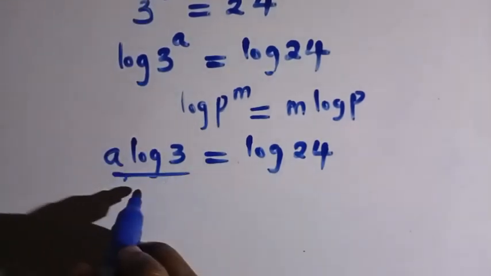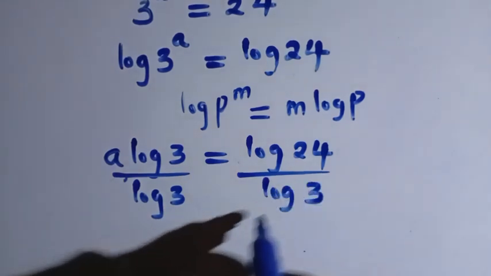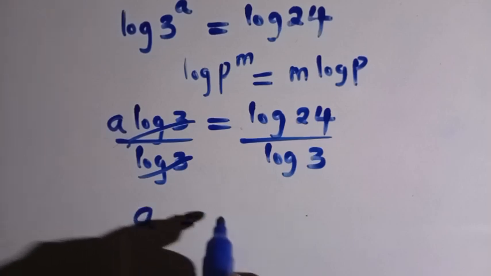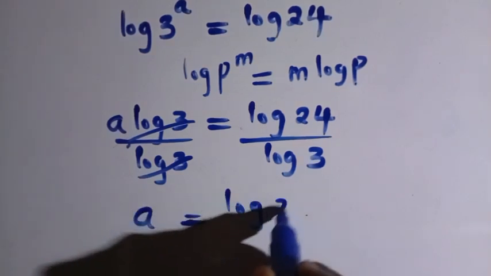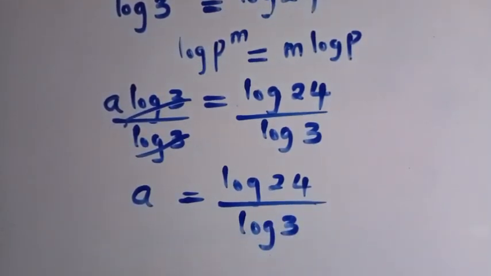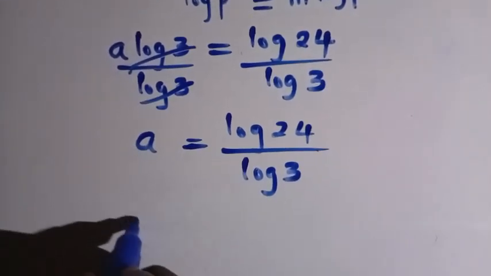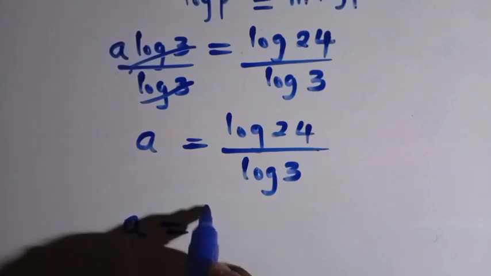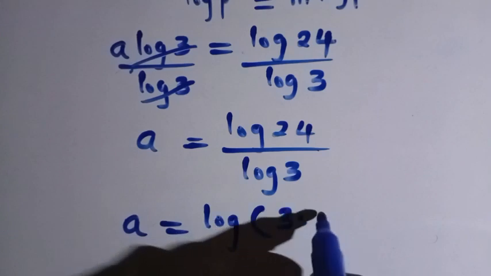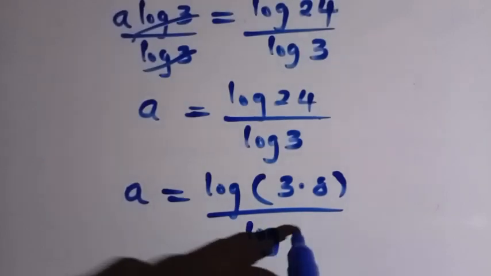Then let's divide both sides by log 3. By dividing both sides by log 3, log 3 cancels log 3, and here we have a equals log 24 divided by log 3. So having this expression, we can write this 24 as 3 multiplied by 8, that is 24, so we have log of 3 times 8 divided by log 3.